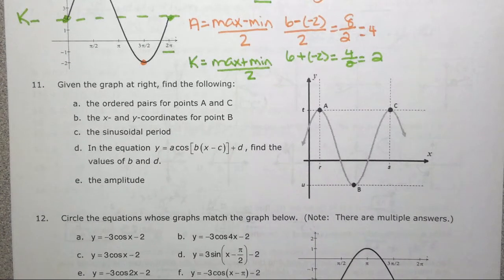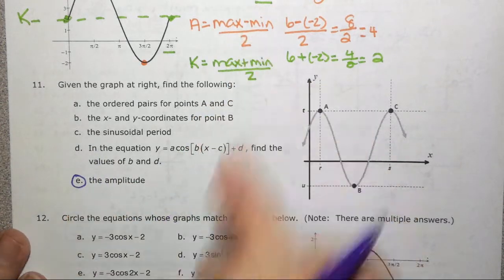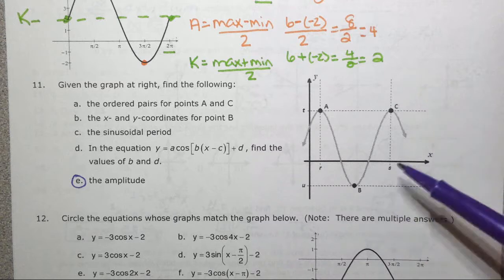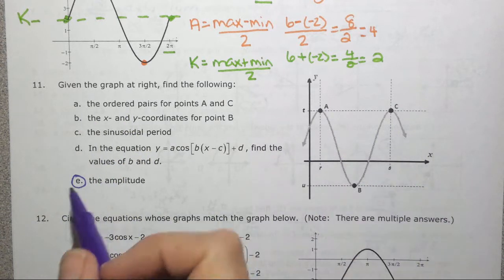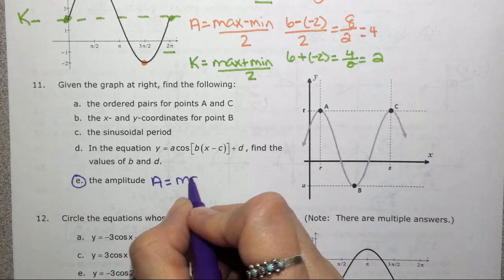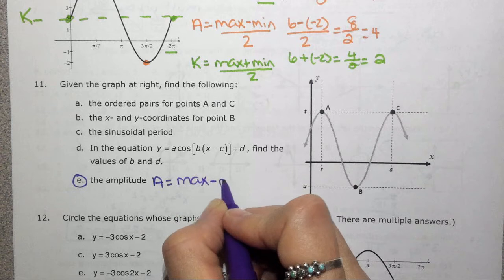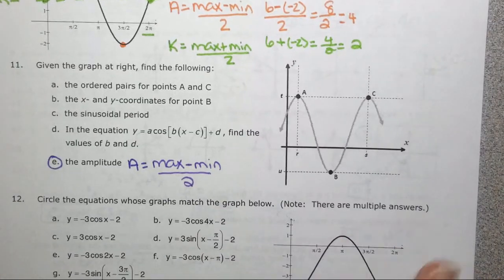The only part I'm going to focus on in 11 is part E, because I'm going to refer back to the equation that we did up here. It feels a little different on number 11E because there are no numbers. So they're looking for you to use the same formula, the max minus the min divided by 2. It's just going to be abstract.